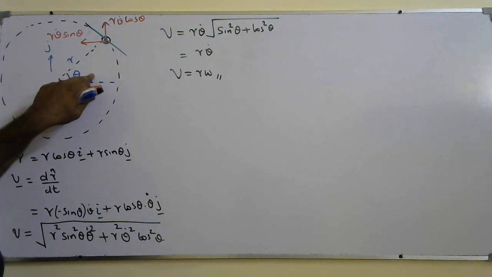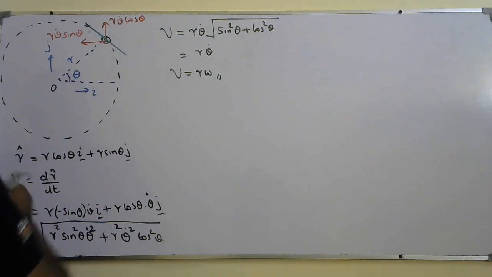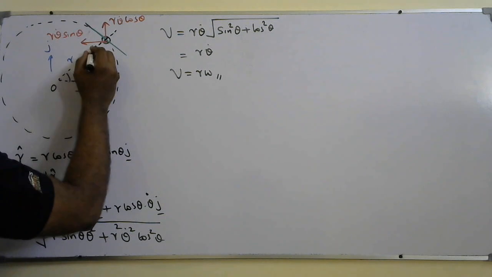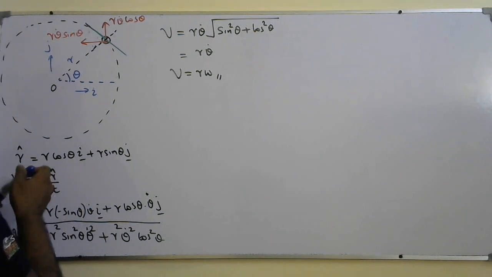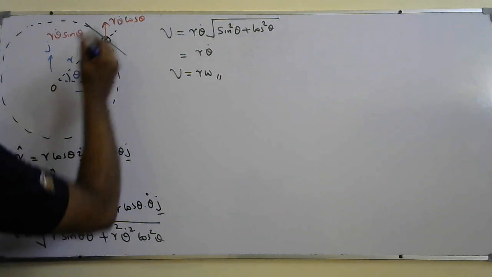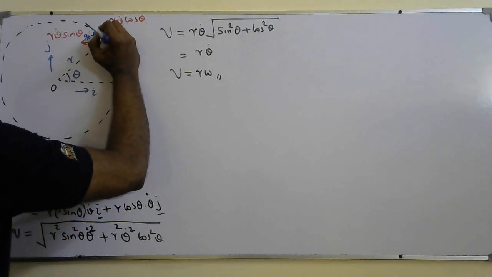Okay, so this is theta. If this is theta, this angle we can extend it this way. So this is theta, and this is going to be 90 minus theta. So this angle is theta, this is also theta, alternate angle. So this will be 90 minus theta, and this will be theta.